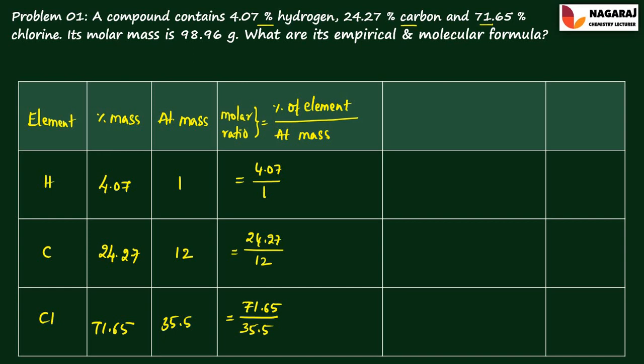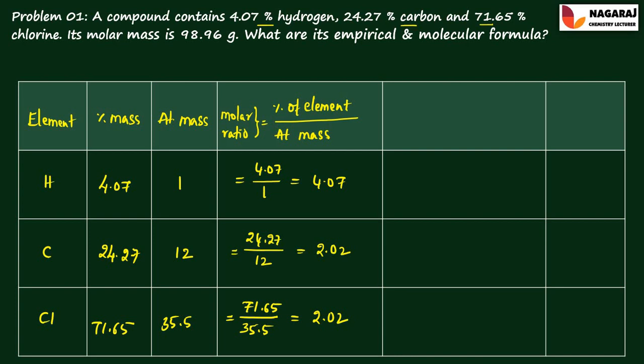On simplification, hydrogen gives 4.07, and for carbon, 24.27 divided by 12 gives 2.02, and for chlorine, 71.65 divided by 35.5 gives 2.02. That is, the molar ratio of an element is equal to the percentage of the element divided by atomic mass.